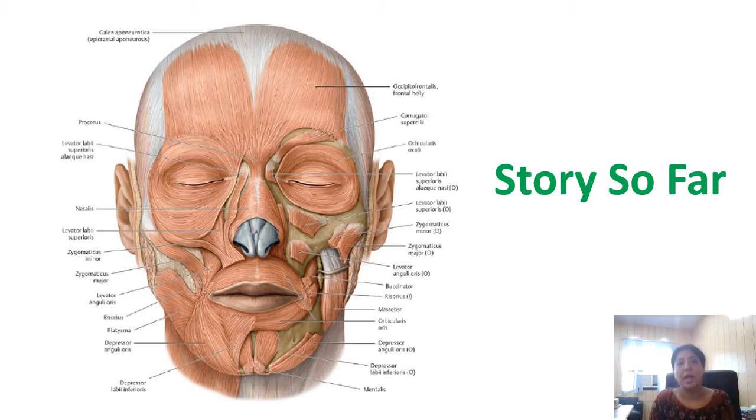Hello everyone. Now let's continue with what we had studied in the last class. So we were discussing the anatomy of the face. We had looked at the superficial structures which were forming the face. We talked about the superficial fascia. We talked about the muscles.